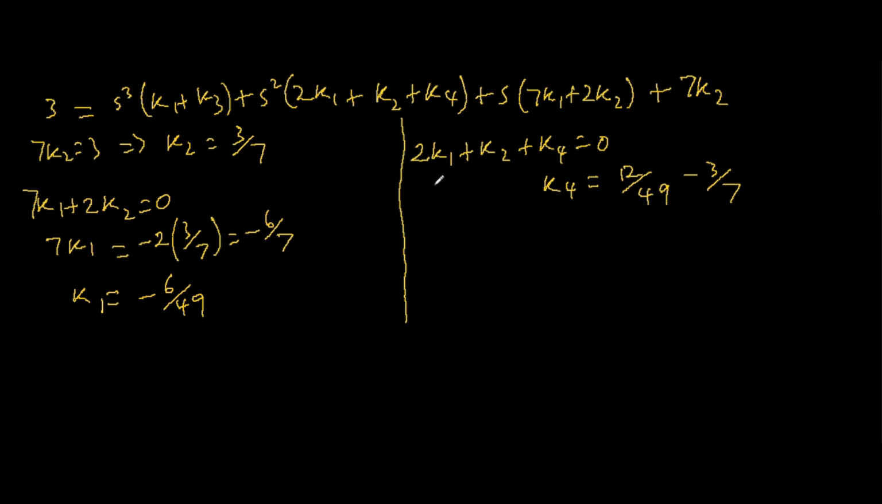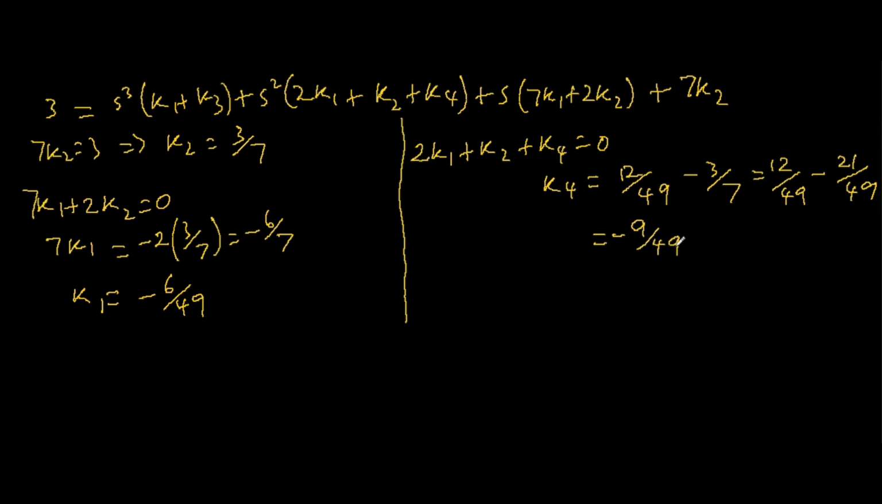So we had minus 2k1 minus k2 on the right hand side. Okay, so this is what we have over here. Now let's go ahead and compute this. This is the same thing as 12 over 49 minus 21 over 49. All I did here was multiply this term by 7 over 7. So that's minus 21 over 49, and that gives us negative 9 over 49.